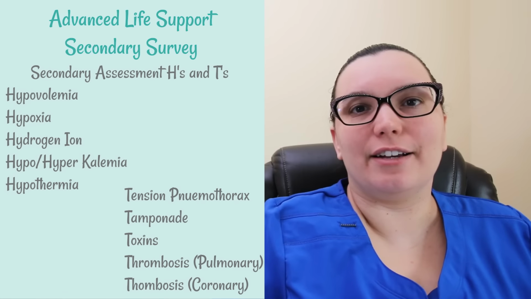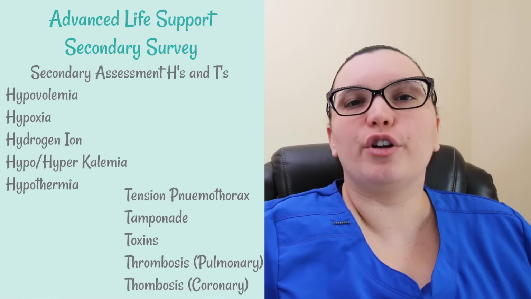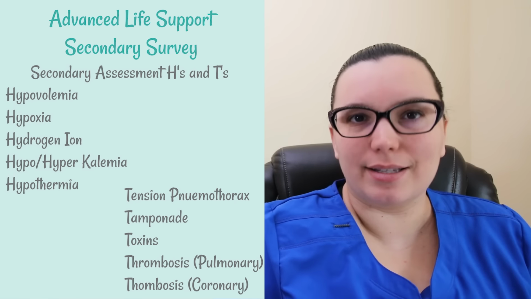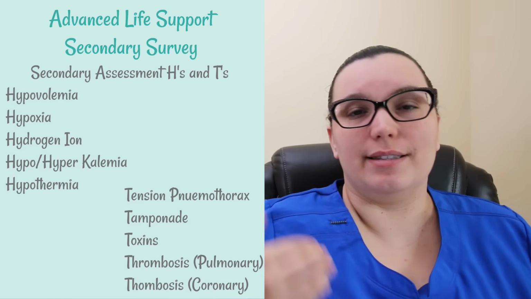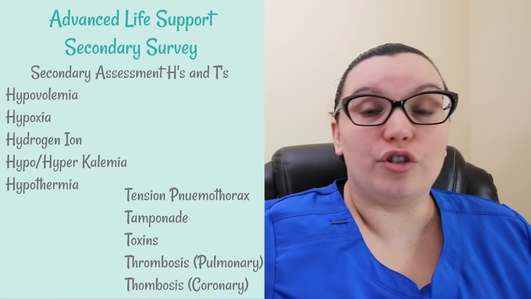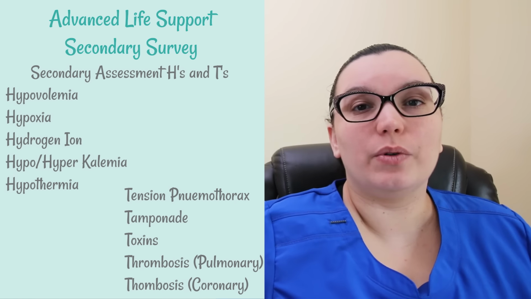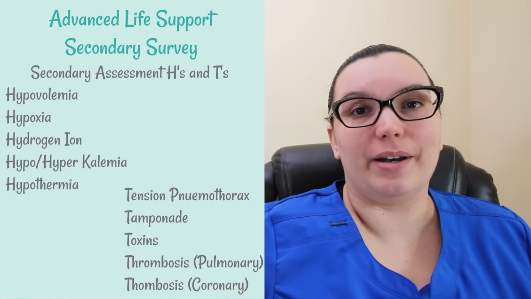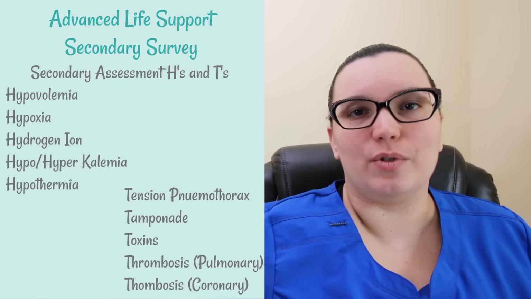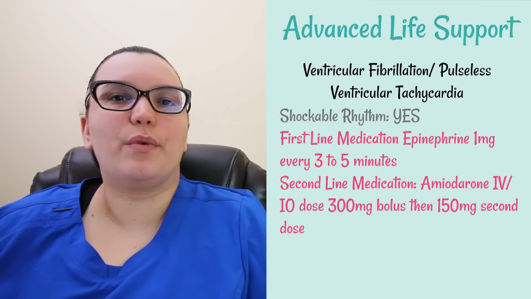And the last part of our secondary survey is we want to treat what is actually causing the problem. So we're going to go back to our H's and our T's, being hypovolemia, hypoxia, hydrogen ions, hypo or hyperkalemia, hypothermia, tension pneumothorax, tamponade, toxins, and a thrombosis of either the coronary or pulmonary kind. We want to eliminate what is not causing the problem so that we can get to what is and treat it effectively. So starting off with rhythms that you need to know.